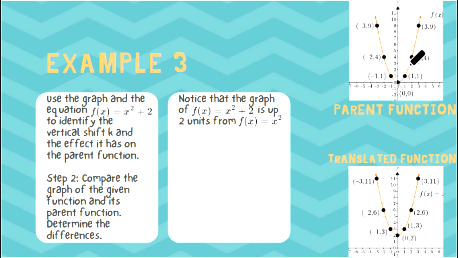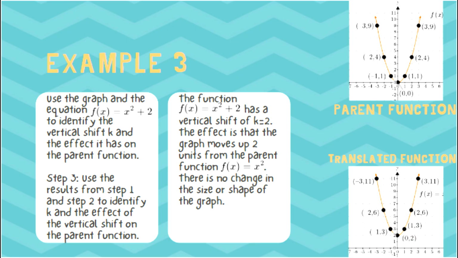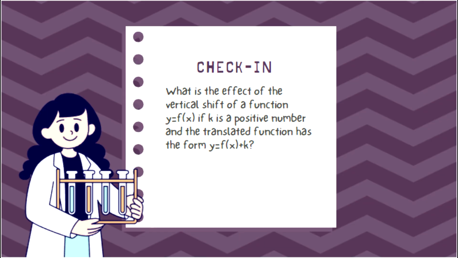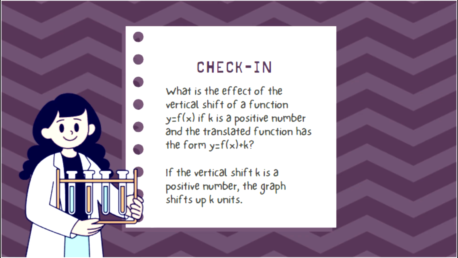The parent function touches the origin, and the translated function moves up 2 units. Everything else stays the same. The only thing that changes is the y-intercept. Okay, here's a check-in. What is the effect of the vertical shift on a function y equals f of x if k is a positive number and the translated function has the form y equals f of x plus k? What's going to happen to this translated form compared to the parent form? It's going to move up k number of units.